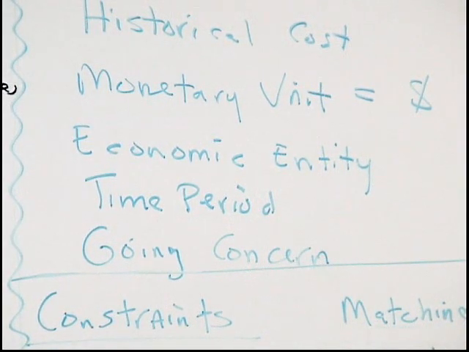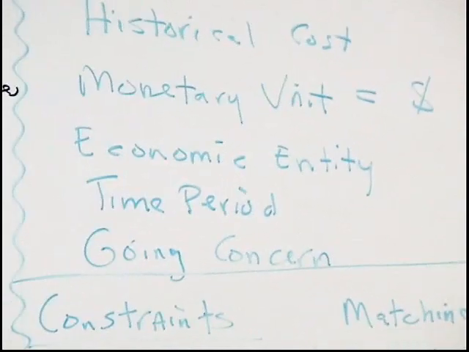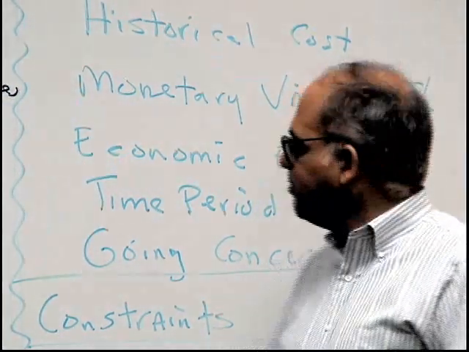Time period assumption. And I am going fast, but I don't have a lot of time. The time period assumption says that the life of the company is very long. We divide it up into convenient intervals, months, quarters, and years, and on a regular basis prepare financial statements, rather than waiting until the end of the life of the company. So companies prepare monthly, quarterly, annual financial statements. Divide up the life of the company into time periods.